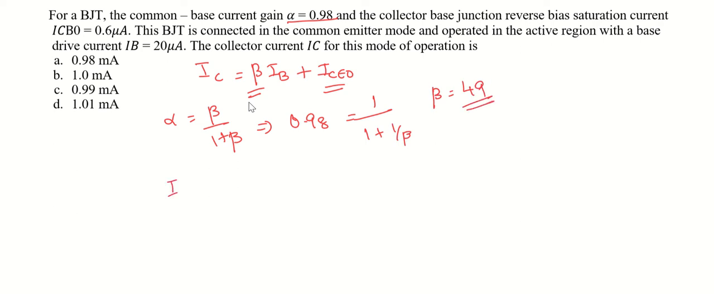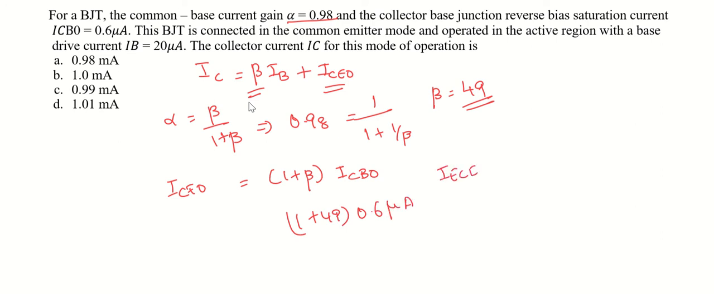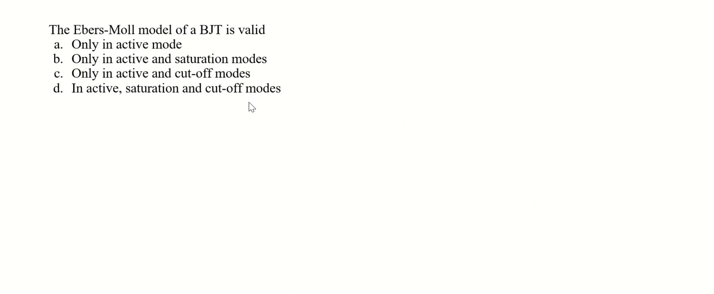Now ICEO equals 1 plus beta into ICBO. ICBO is given in the question. So 1 plus 49 into 0.6 microamps, so ICEO equals 30 microamps. Now substitute both these values in the IC equation. So you will get IC equal to 1.01 milliamps. This is the answer for this question.